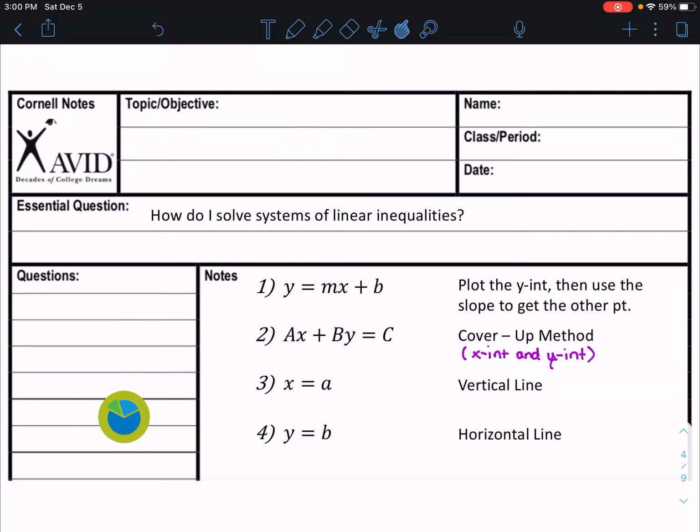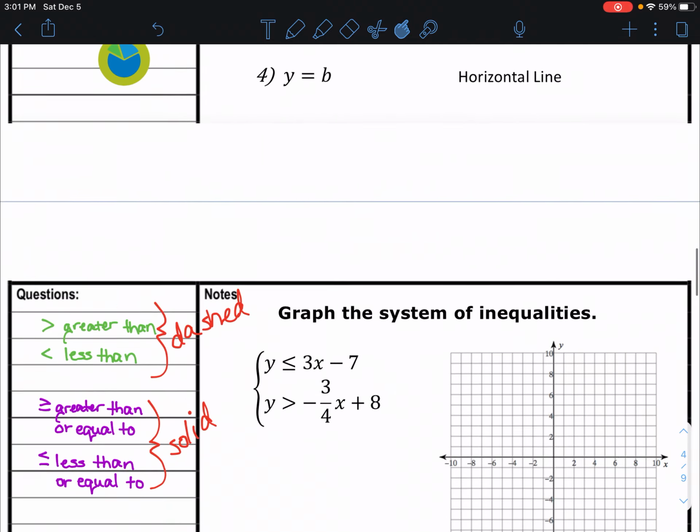And then the other kind of lines are horizontal and vertical lines. Vertical lines are x equals a, like x equals 5. A vertical line that passes through the x-axis at 5. And then horizontal lines like y equals b cross the y-axis at b. Okay, so those are 4 kinds of boundary lines that you're going to see here in your assignment on this.